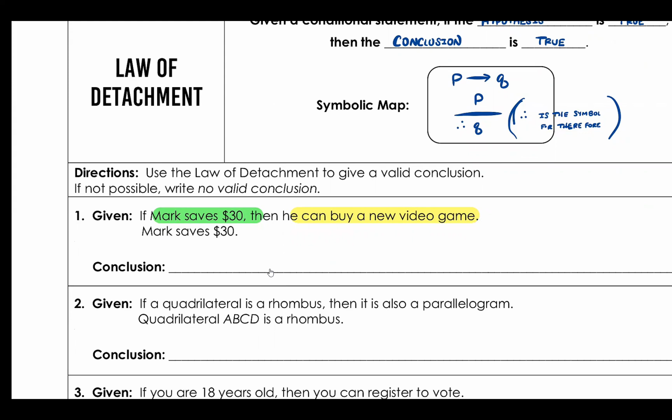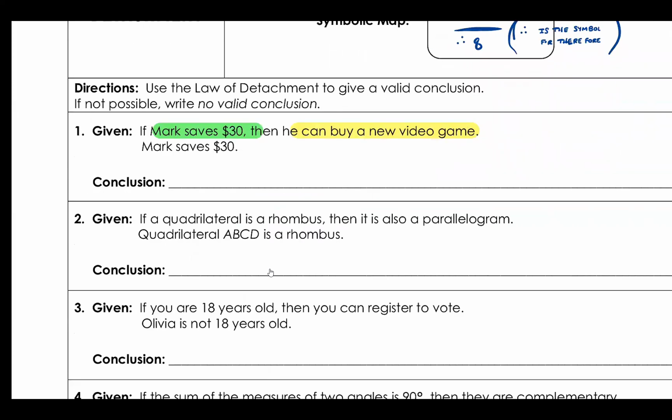So our conditional statement says, if Mark wants a video game, he better save $30. Well, guess what? Mark mowed some lawns, did some chores around the house, and bought a 6-year-old game because that's how much they cost. So he can't buy a new one with that. So Mark saved $30. What can we conclude? Mark bought a video game. Mark can go ahead and buy that video game.